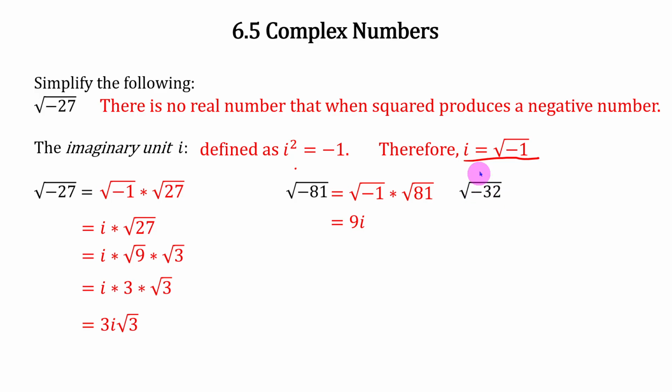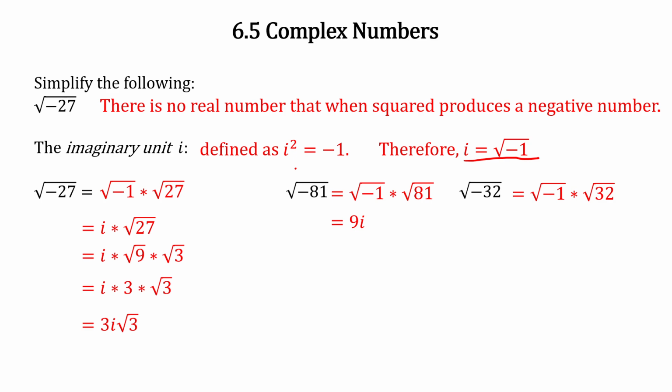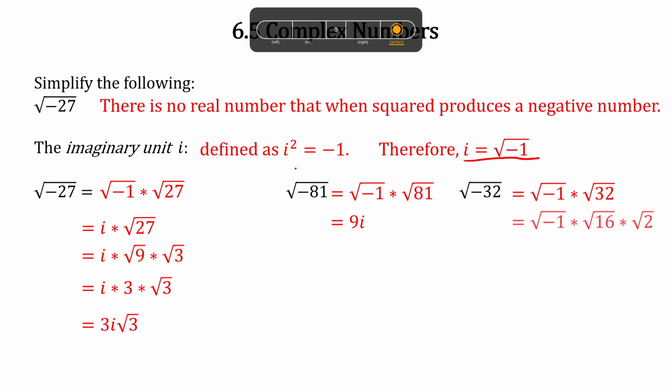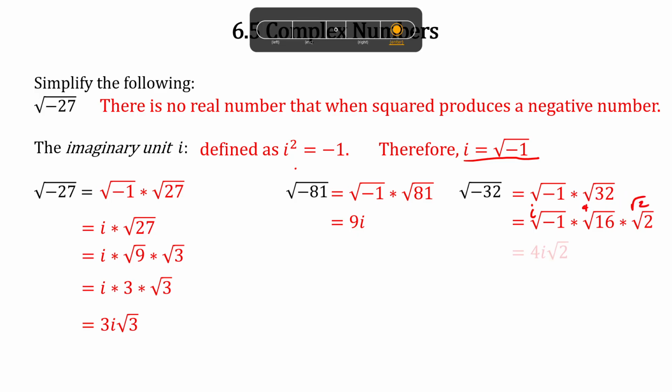Okay, so square root of negative 32, immediately we take out the square root of negative 1, call that i. Well, 32 is going to break down to 16 and 2. You just find the biggest perfect square that goes into 32. So the square root of negative 1 is i. The square root of 16 is 4. And this is square root of 2. 4i square root of 2.